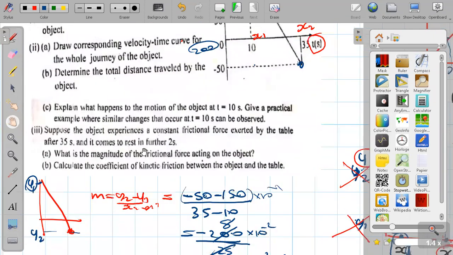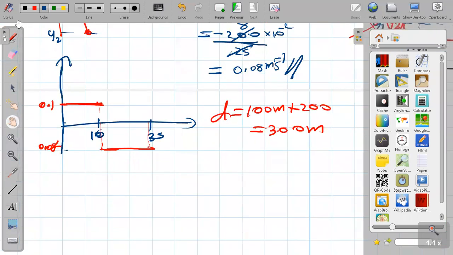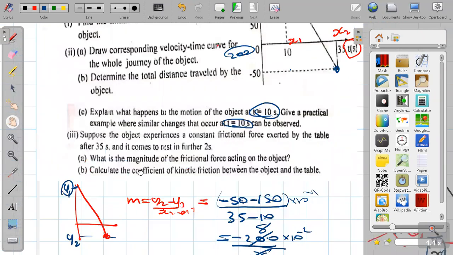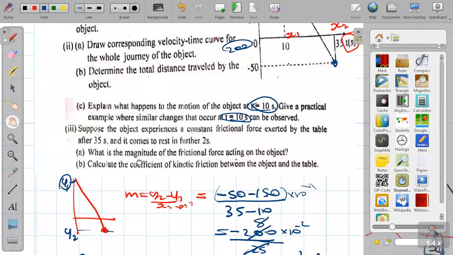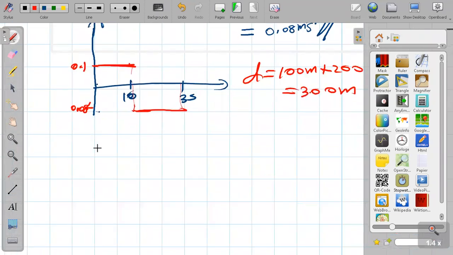Explain what happens to the motion of the object at t equals 10 seconds. Give a practical example where a similar change occurring at t equals 10 seconds can be observed. The answer is what? C. What is it? Changing the direction, changing the direction to the opposite direction.